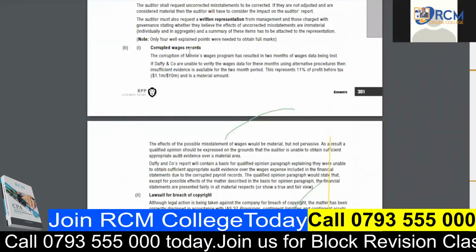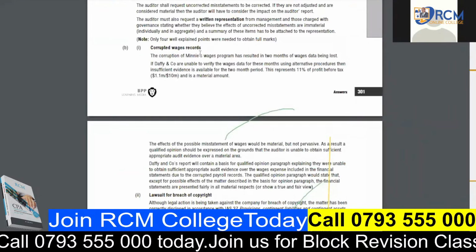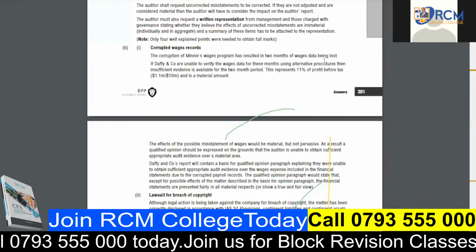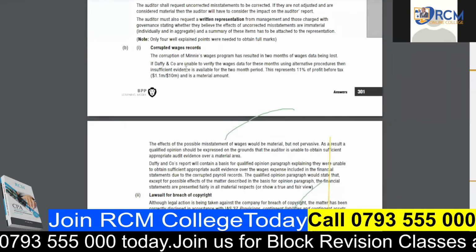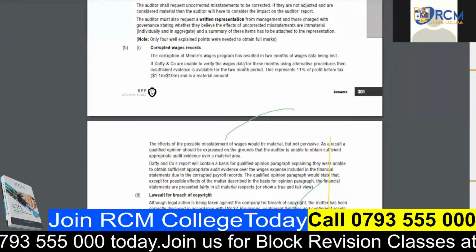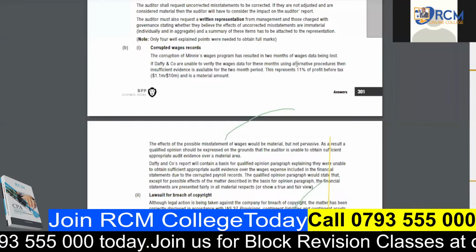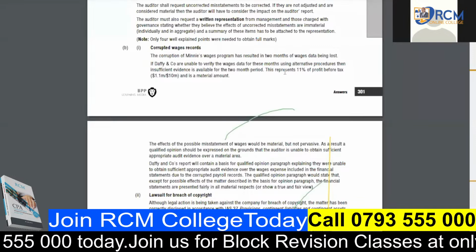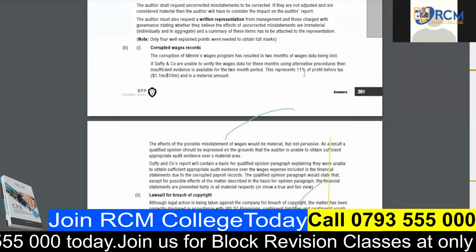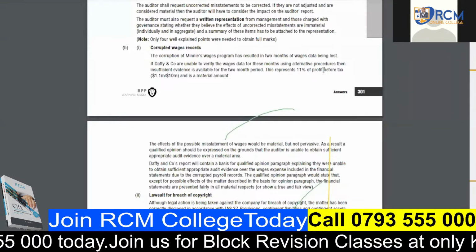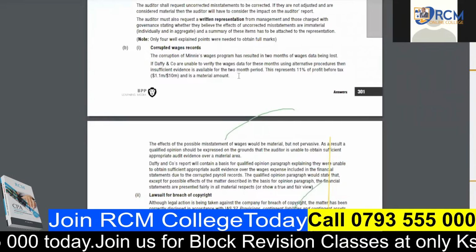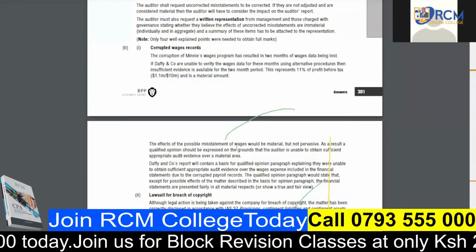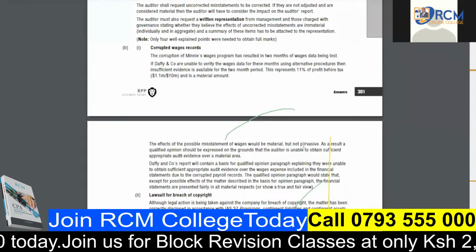So, computer wage records. The corruption of the wages program has resulted in 2 months of wages data being lost. If Duffy and the company are unable to verify the wages data for these months using alternative procedures, then insufficient evidence is available for the 2-month period. This represents 11% of profit before tax, and there's a material amount. The effect of this possible misstatement of wages would be material, but not pervasive.